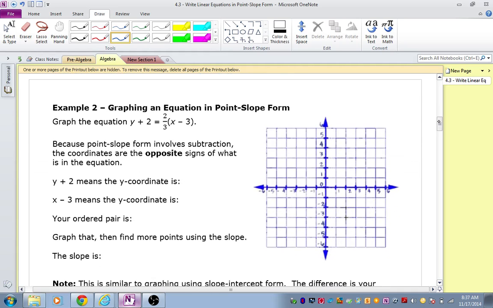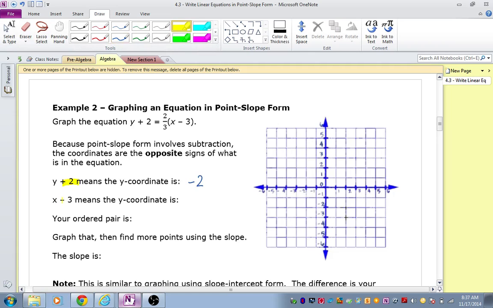Now let's move on to example 2, graphing an equation in point-slope form. So we're graphing the equation y plus 2 equals 2/3 times x minus 3. Now because point-slope form involves subtraction, the coordinates are actually the opposite signs of what's in the equation. So if we're looking at y plus 2, that means the y-coordinate is really, if this is a plus 2, the y-coordinate is really negative 2.